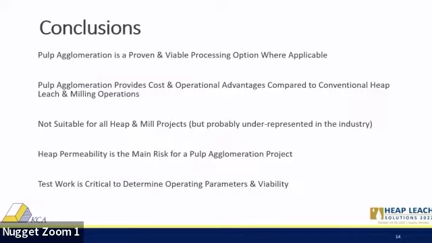And in conclusion, pulp agglomeration is a proven and viable processing option where applicable. Pulp agglomeration provides costs and operational advantages compared to conventional heap leach and milling options separately. It may not be suitable for all heap and mill projects. However, it is most likely underrepresented in our industry. Heap permeability is the main risk for a pulp agglomeration project, and test work is critical to determine the operating parameters and viability of pulp agglomeration. Thank you.